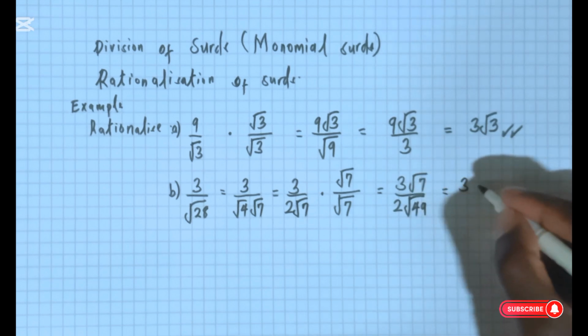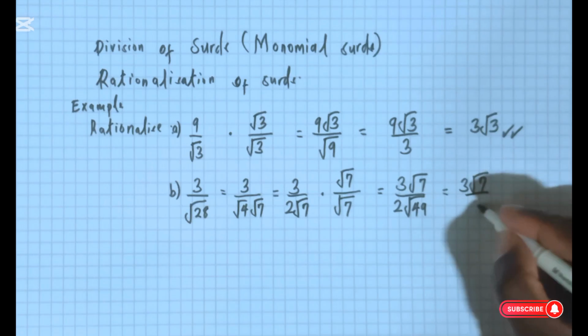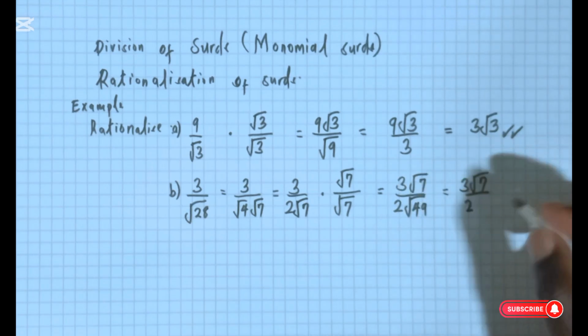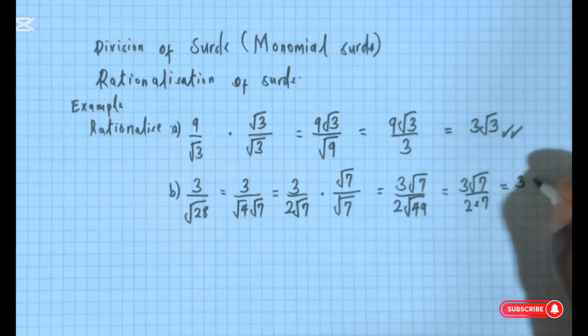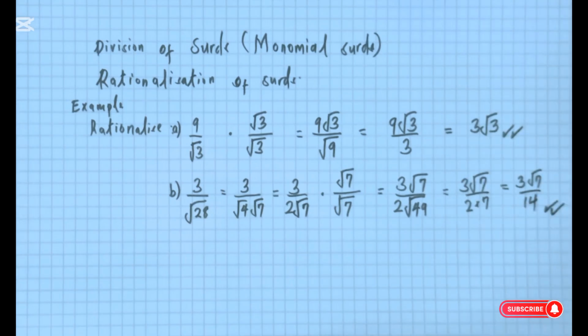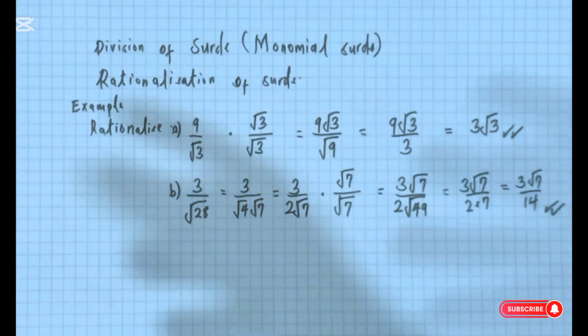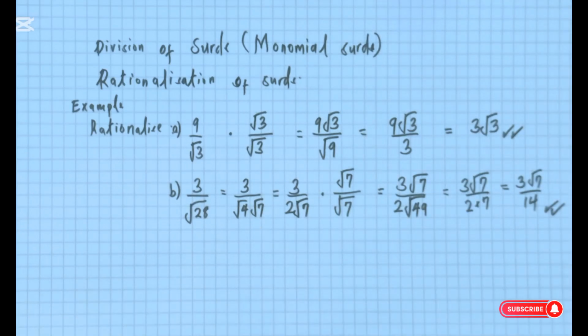Okay, so that's going to give us 3 root 7 all over 2 times 49, where root 49 is going to be 7, and note this will give us 3 root 7 all over 14. 3 root 7 all over 14, and we can leave our answer at that. So we've actually rationalized that particular problem. All right, we've first of all written it in its simplest form and then multiplied the numerator and the denominator by the surd that we got, and that was root 7.